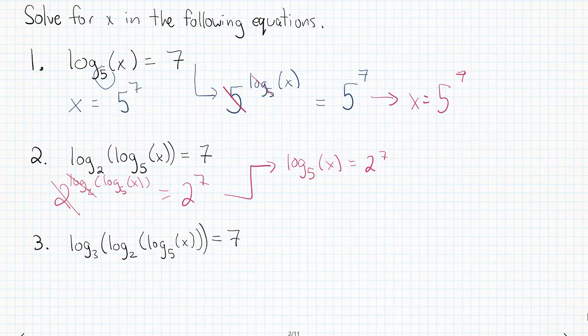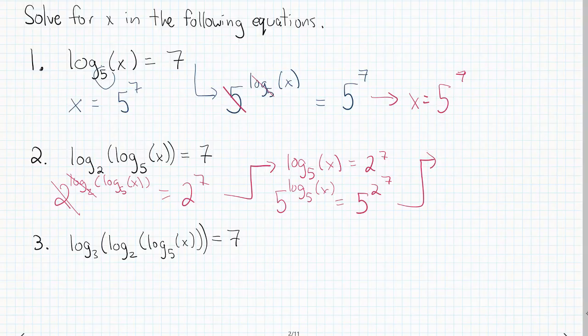And so now how do we get rid of this part? We can do 5 to the log base 5 of x equals, but now we have to raise the right hand side as a power, so this goes 5 to the 2 to the 7th. So this means our final answer is x equals 5 to the 2 to the 7th power.